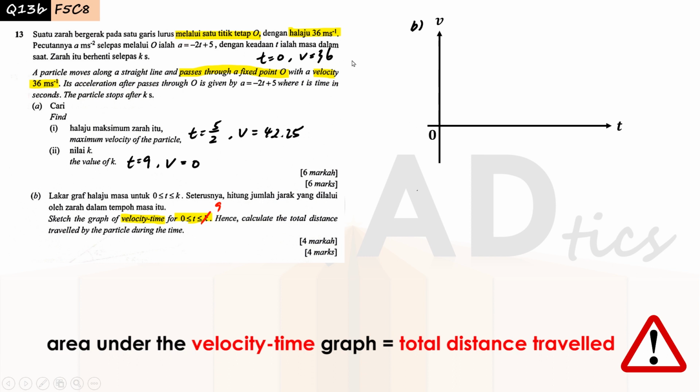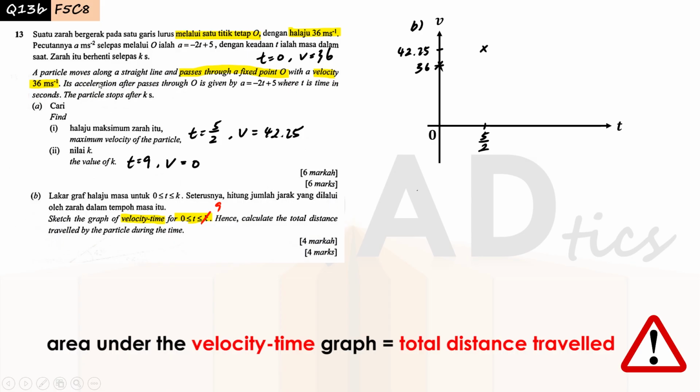So we know that at the start of this experiment, when t equals 0, the velocity is 36. Okay, so let's plot our starting point first. Then this particle will reach a maximum velocity at this time, t equals 5/2, and reach the velocity of 42.25. So we'll plot a point here also.